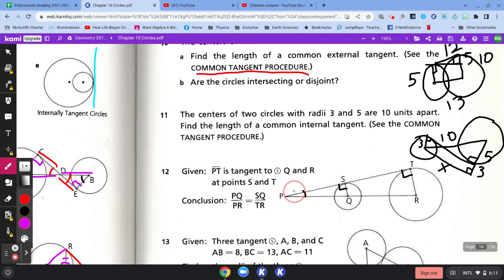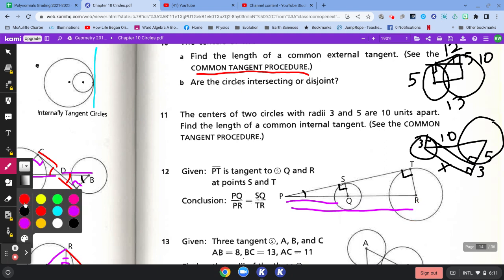So PS is corresponding to, I'm sorry, not PS, let me undo that. PQ is what I want. PQ corresponds to PR, and SQ corresponds to TR. So we can set up a proportion of PQ is to PR as SQ is to TR by similar triangles.